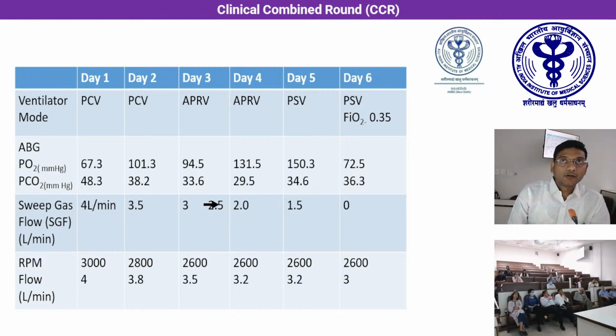For the initial first 2 days we kept her on a control mode and managed. Then on day 2, when we did a tracheostomy, paralysis was discontinued. The patient was taken on APRV mode, and the sweep gas flow was subsequently tapered off with the help of PCO2. As the PCO2 was coming down, the requirement of sweep gas flow also came down. Initially, on APRV the patient was kept up to day 4. When the pressure requirement came down on APRV, we shifted her to PSV mode, and subsequently we tapered off her sweep gas flow, and she was able to maintain a PCO2 of 36.3 on day 6 with 0 sweep gas flow.